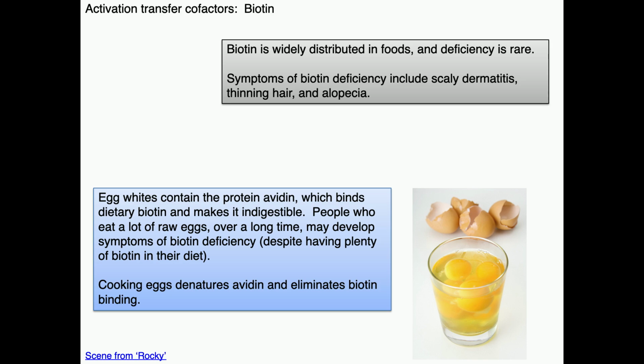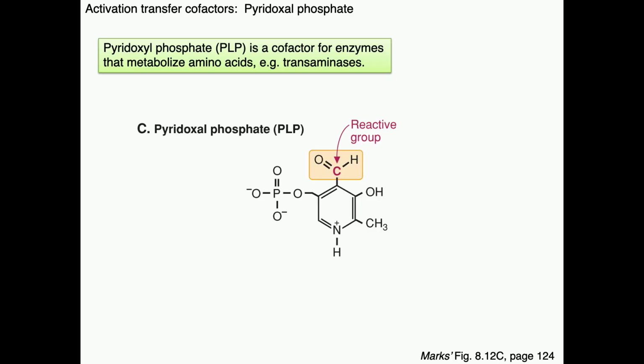Okay. The next one that I'm going to talk about is pyridoxal phosphate. This is derived from vitamin B6. And pyridoxal phosphate is a cofactor for hundreds of enzymes that will use an amino acid or something that looks like an amino acid as a substrate.